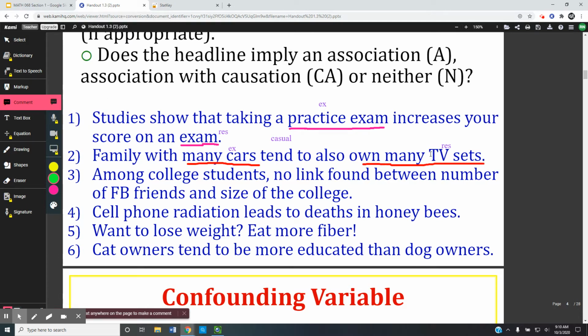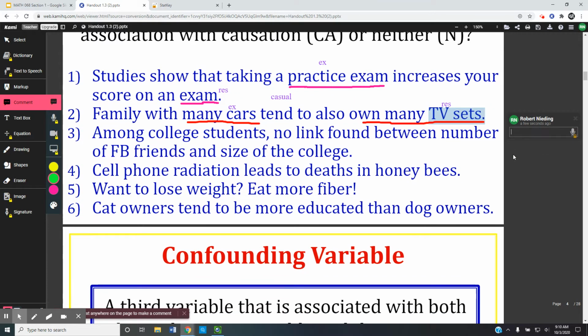I'm going to try and make a comment here and see how this works out. I'm going to comment on this one right here, and comment's going to come over, and this is just going to be an association. The relationship between having a lot of cars and having a lot of TVs is going to be one of purely association. Whereas up here, when I had this one up here, this one was definitely causal.